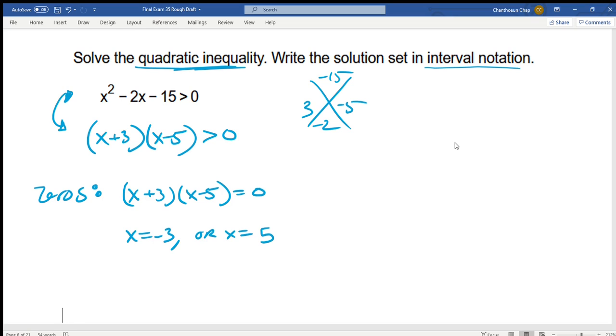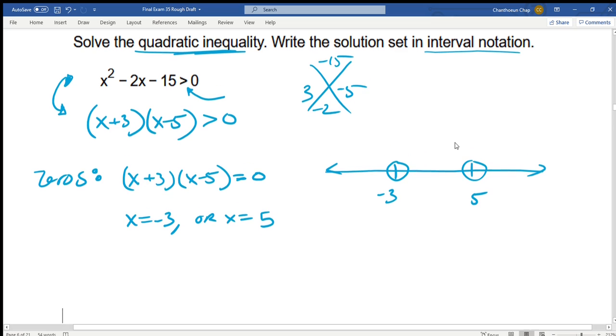These are my zeros. After you find your zeros, make a number line. We have negative 3 and we have positive 5. Negative 3 and positive 5 are going to be open circles. The reason they're open circles is we have a greater than 0. So these values at negative 3 and positive 5 are exactly 0, so they're not included. We want to be strictly greater than 0. So open circles for these.